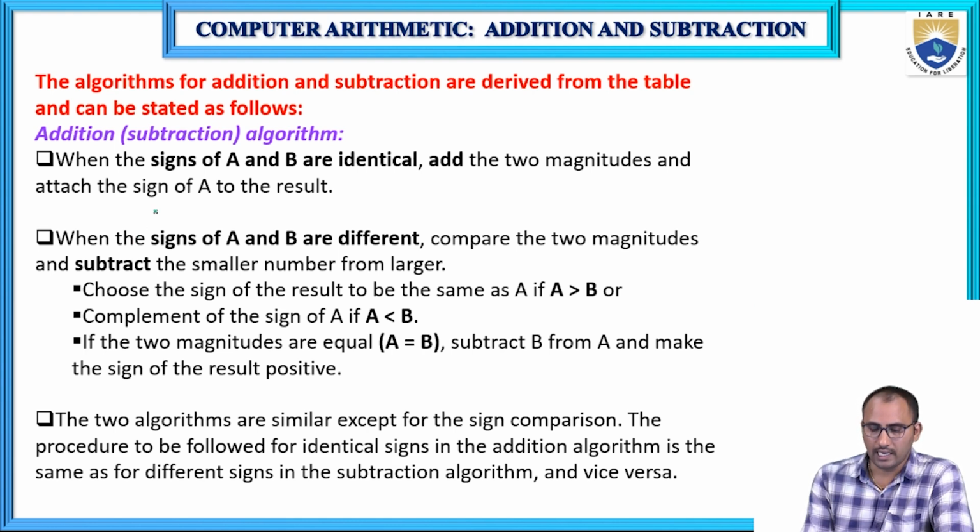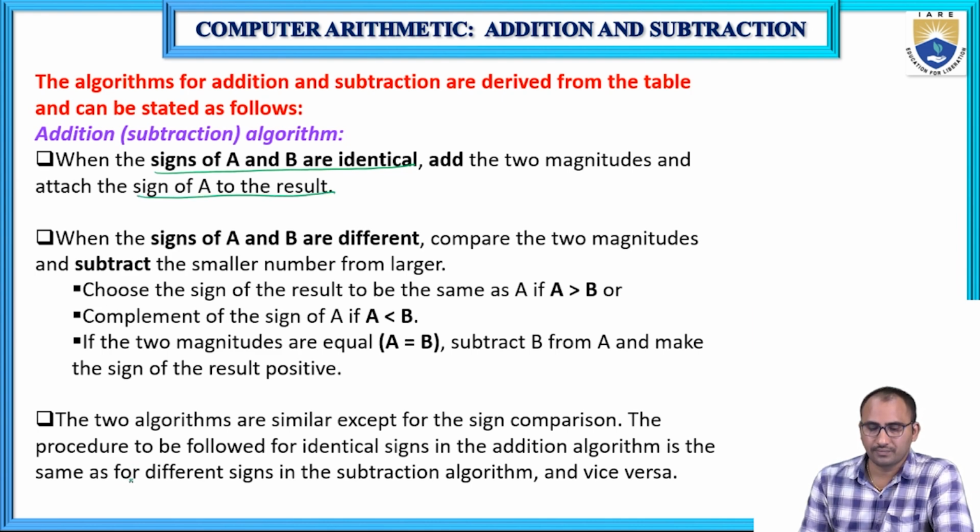First one, the addition or subtraction algorithm. When the signs of A and B are identical, add the magnitudes and attach the sign of A to the result. This is what we did before. When the signs of A and B are identical, we are adding their magnitudes and taking the sign of A to the result.